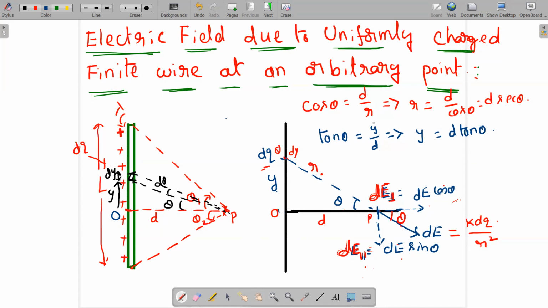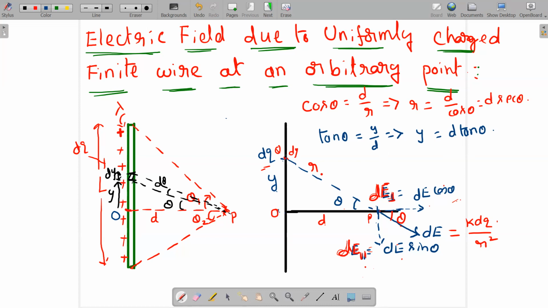By symmetry, what is R? Cos theta equals D by R, that is adjacent side by hypotenuse. From this we get R equal to D by cos theta, equal to D into sec theta. We will take tan theta also, we need this afterwards. Tan theta equals opposite side by adjacent side, equal to Y by D. From this, Y equals D tan theta.